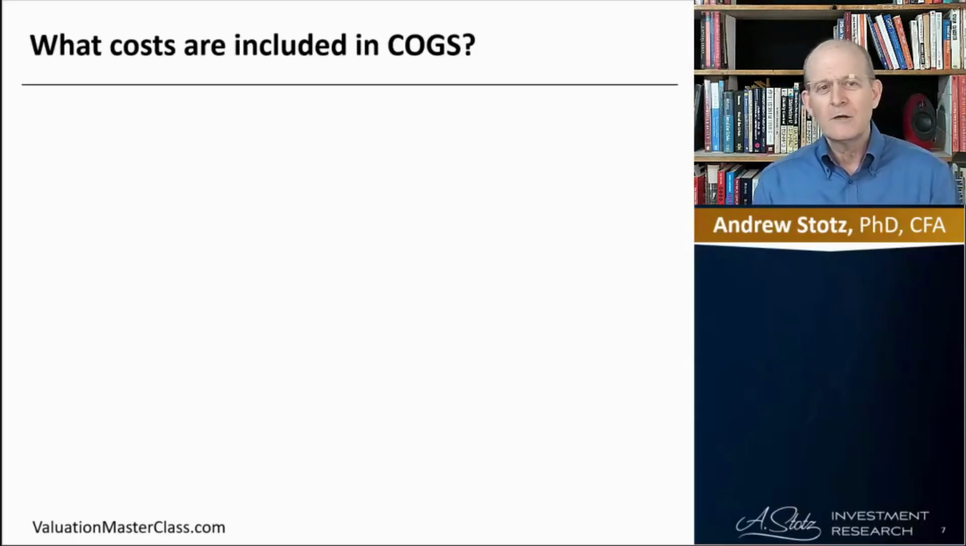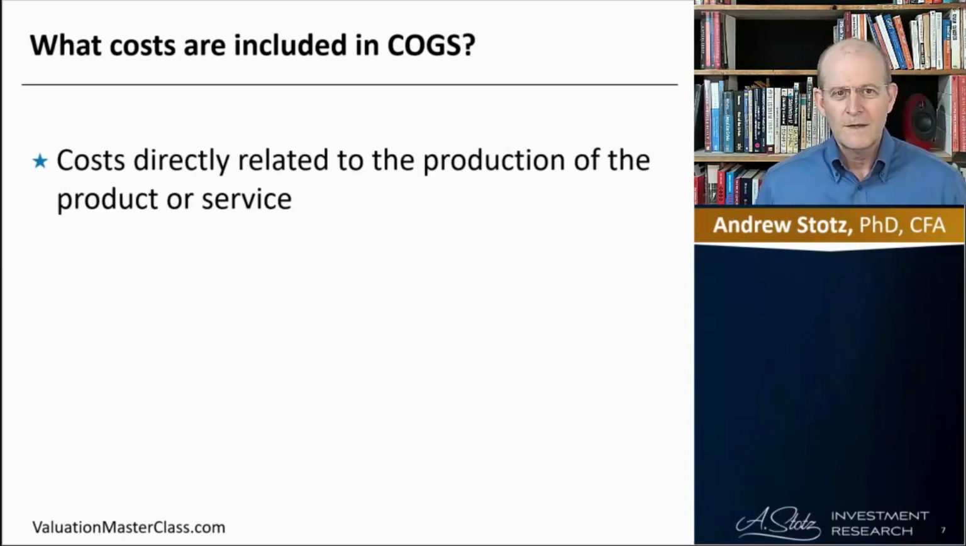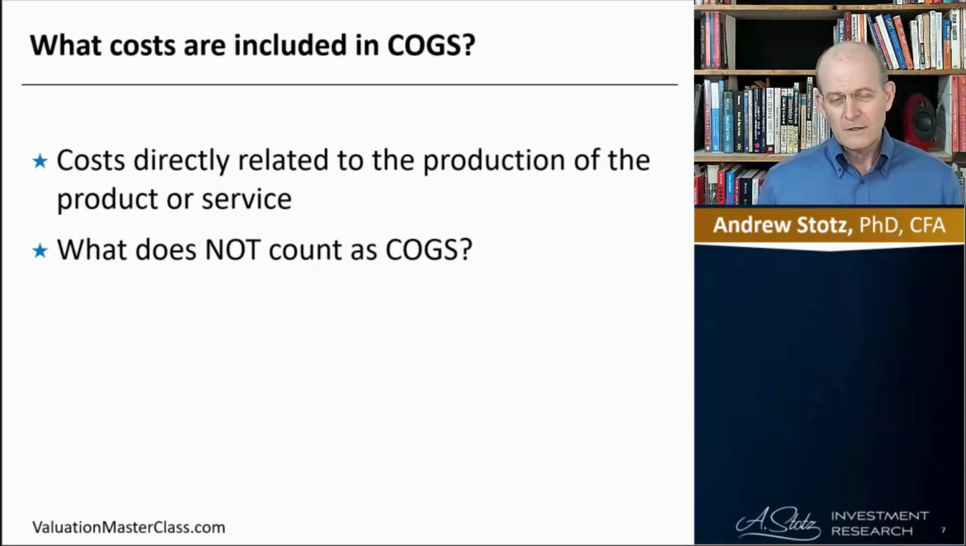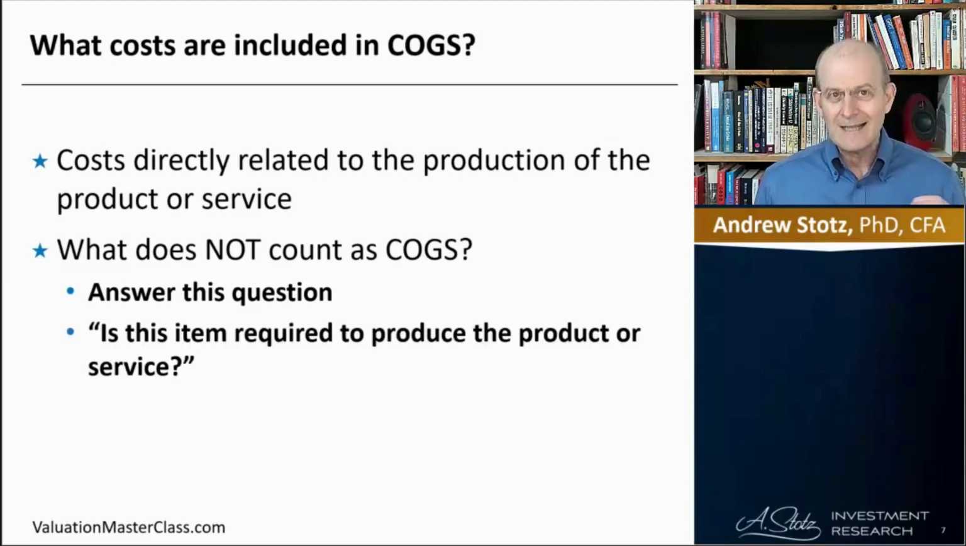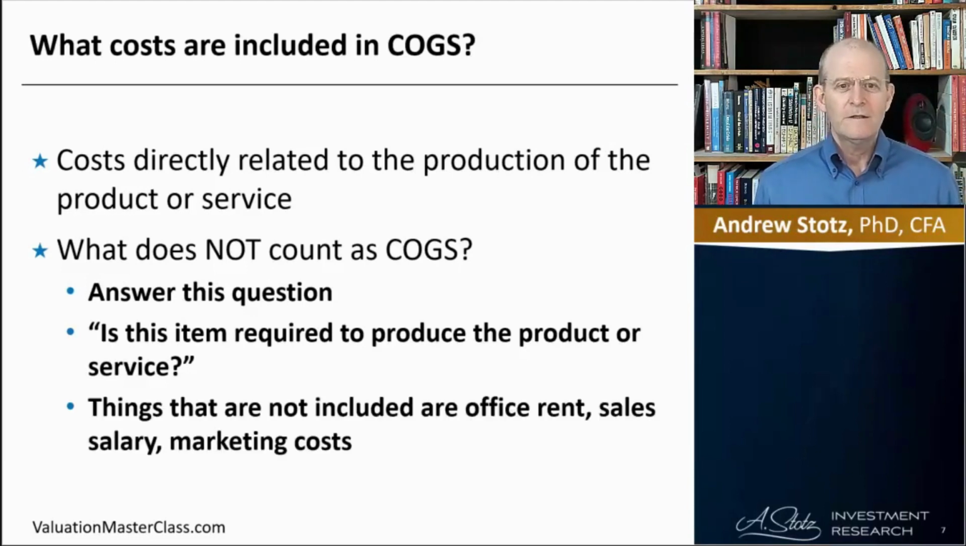All right, let's go back into what are costs that are included in the COGS. Costs directly related to the production of the product or service. The question really is, what does not count as cost of goods sold? To understand this, you want to answer this question: is this item required to produce the product or service? Things that are not included in this are office rent or sales salaries or marketing costs. These things are not related to producing the product.